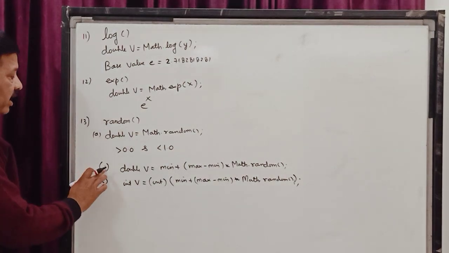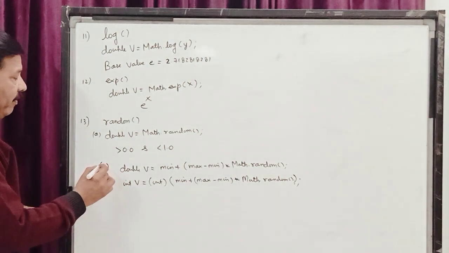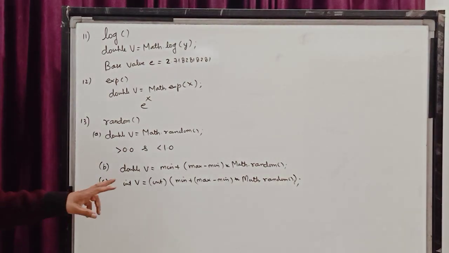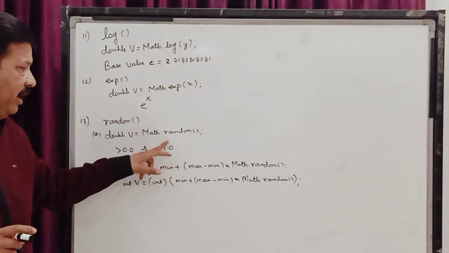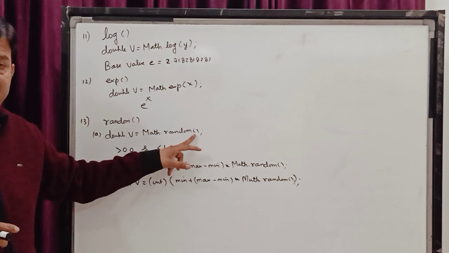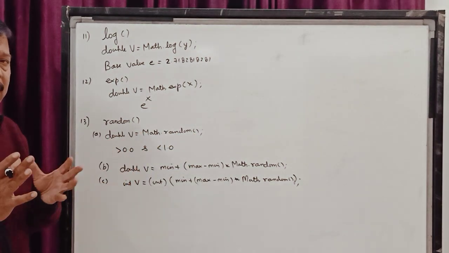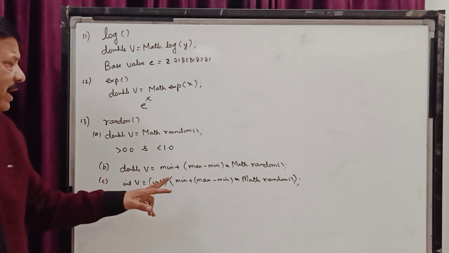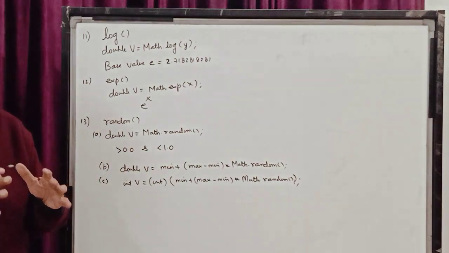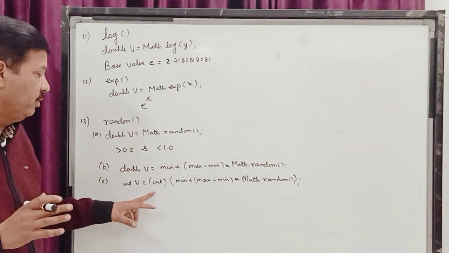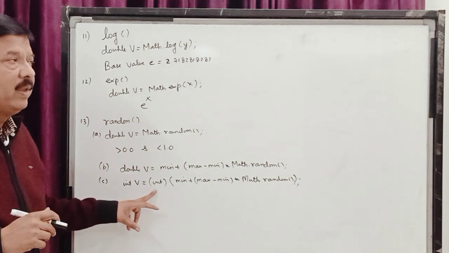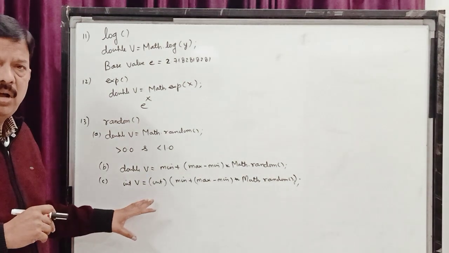I can use it to find out a fractional number between 0 and 1, that is random, and this function does not require any argument. This function is returning us a double value. If I want to find out any number between two values, then I can use this formula. And if I want to find out any integer number between two values, then I use this formula. I hope children this is clear to you all.